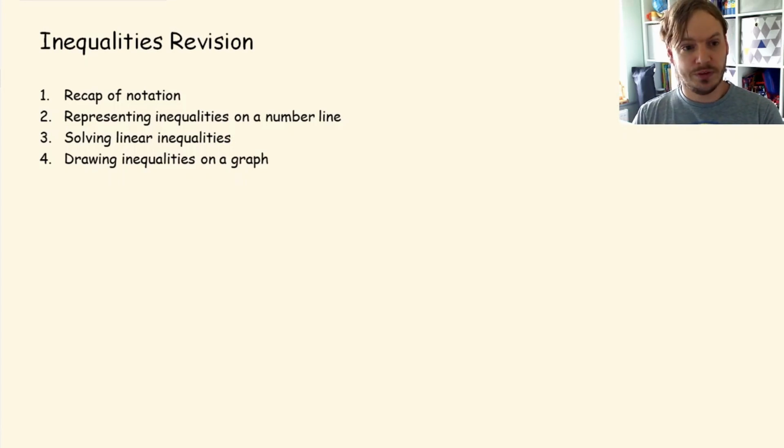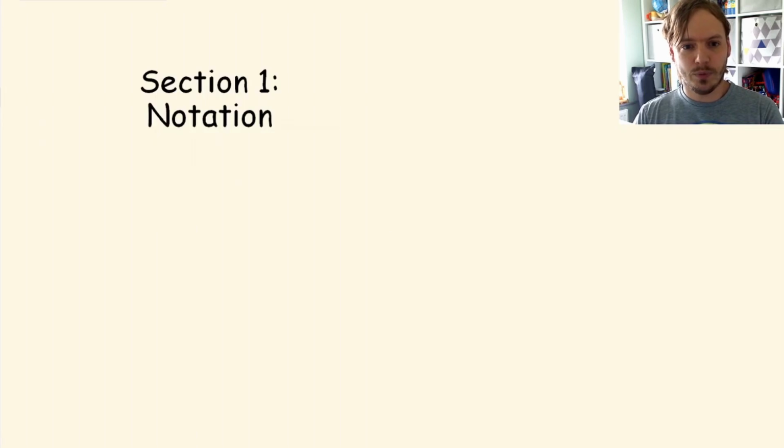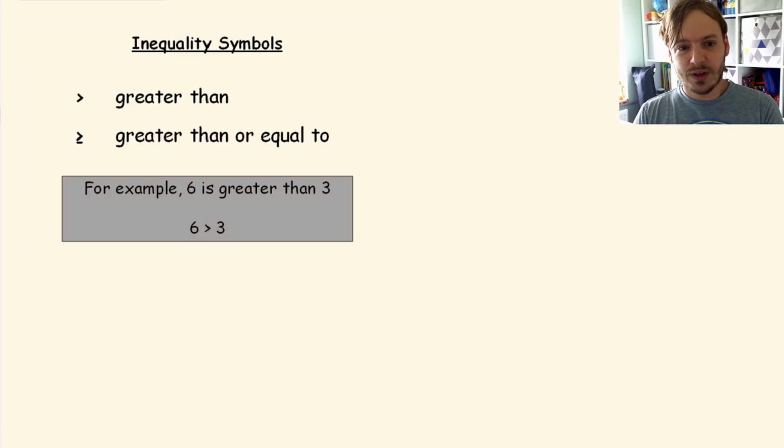So this is section 1, just on notation. It's very straightforward, there's nothing complicated here at all. So I'm just going to show you the information. We have 4 inequality symbols. Well, this one here, which just says greater than, and then we have this one here with the line underneath it, and that means greater than or equal to.